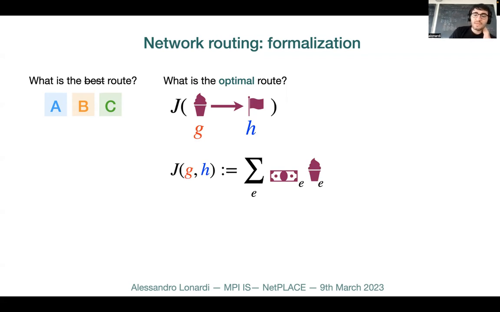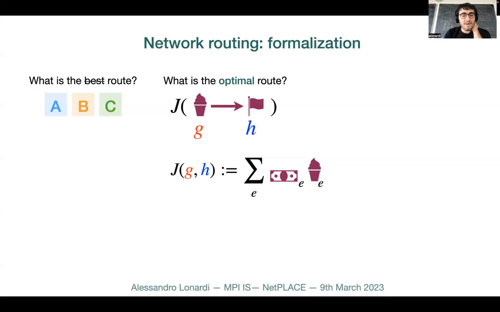Then, in order to formalize this problem, I can introduce a cost that is J. And the cost J would be, assuming again that every road has a certain toll, the price that I need to pay in order to traverse this road, multiplied by the amount of ice cream that I want to deliver. And if I sum this over all the edges that I traverse, then I'm going to obtain the total cost for the shipment. So the formulation is rather intuitive.